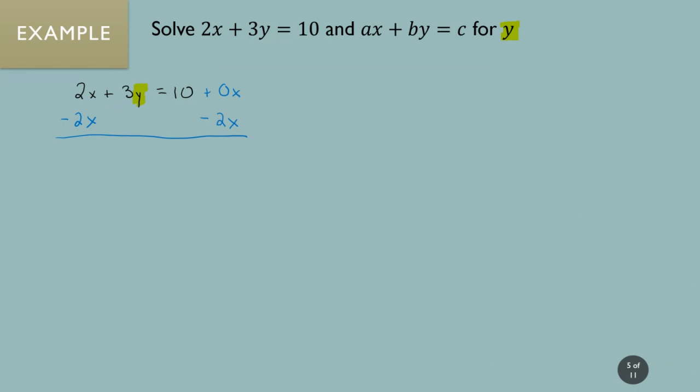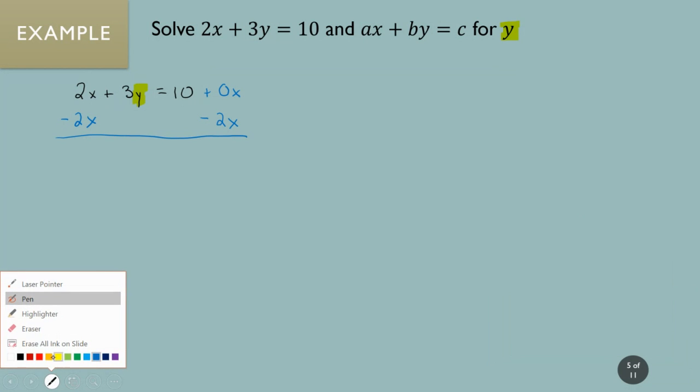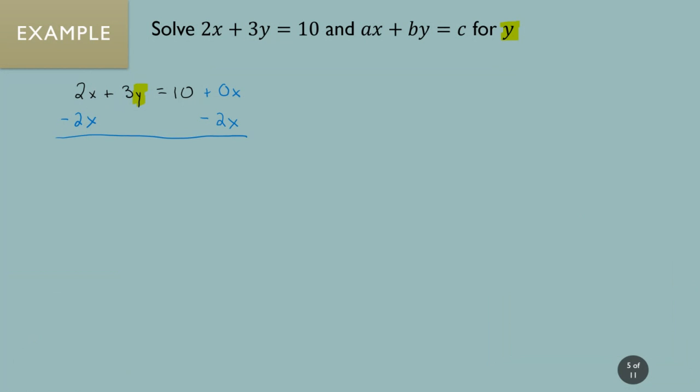Okay, so I'm subtracting the 2x from both sides so that I can get what has the y by itself. So the 2x minus 2x is 0, so that is gone. And now I have a 3y, and then I have a 10, and then 0 minus 2x gives us a minus 2x.